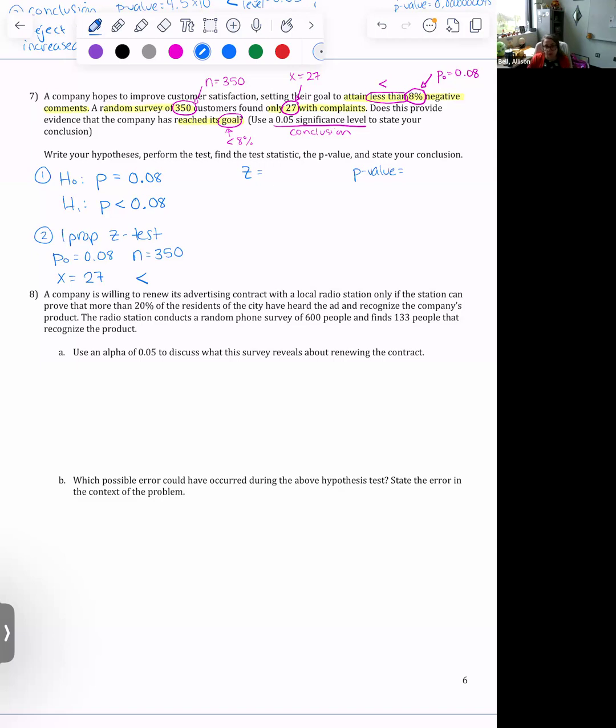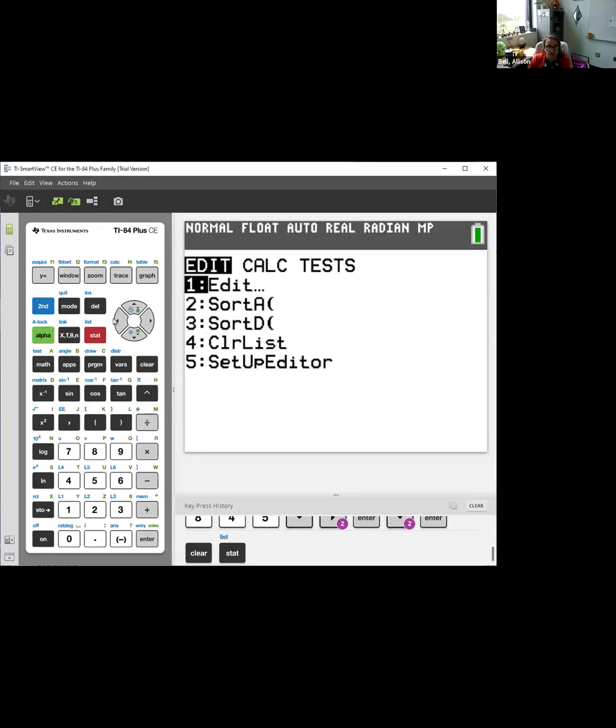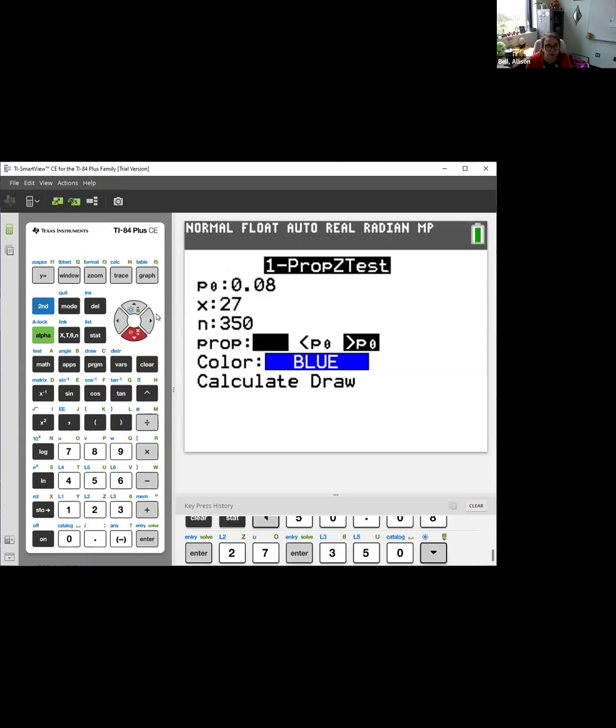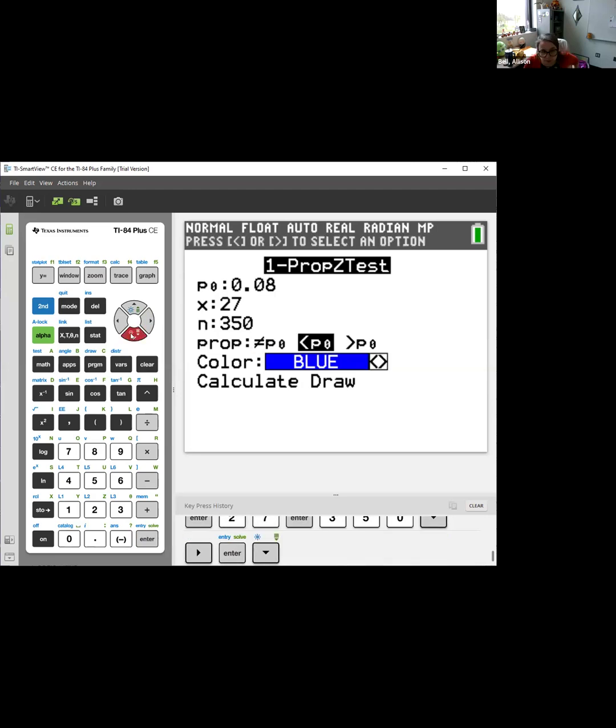I'm going to take over the share and I'm going to go ahead and share the calculator. We're going to do this one more time together. Okay, go to stat, arrow left to test, and select option number 5. This is all reserved from our previous example. So what we want to do is replace this with 0.08. And then we want to go down and we want to replace our x with 27. And our n is also much smaller. It's only 350. We also need to make sure that we've selected less than, because now we actually want this proportion to be less than 8%.